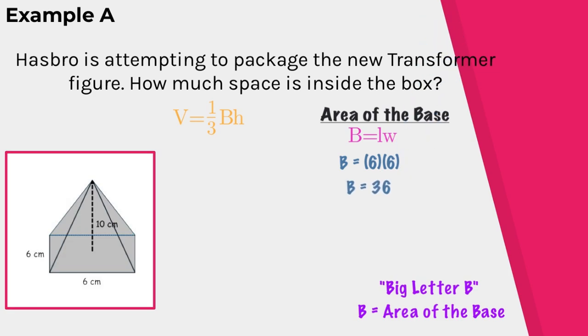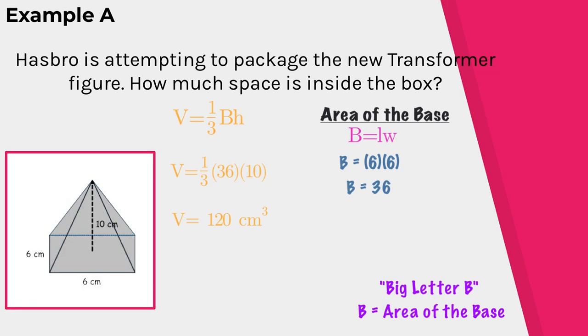Now we need to plug the other parts into our formula. We know that we've got 1/3, we've got 36 as our big B, and then our height, as we can see from our picture, is 10. So we're going to multiply all three of those together, 1/3 times 36 times 10, and we're going to get the volume equals 120 centimeters cubed. Notice that when we're talking about volume, we have cubed because we're talking about three different dimensions: length, width, and height.